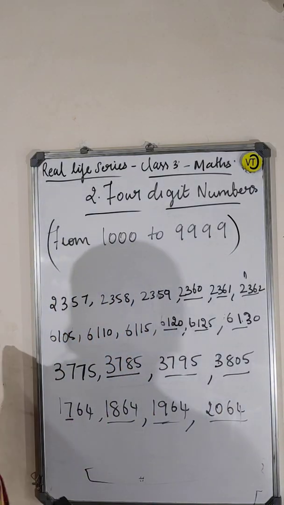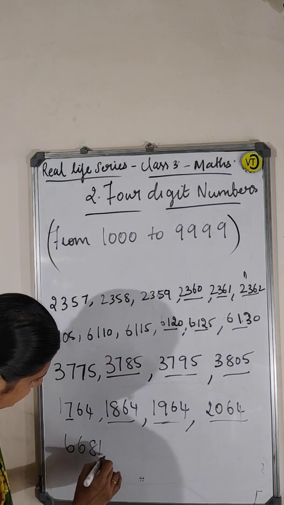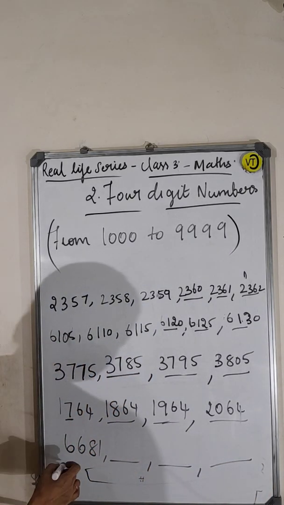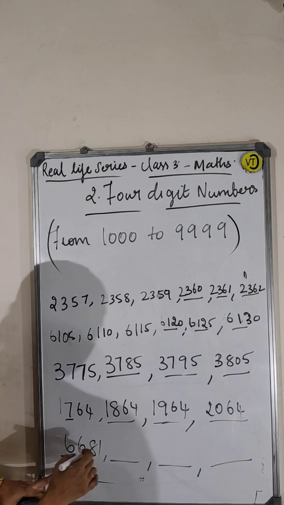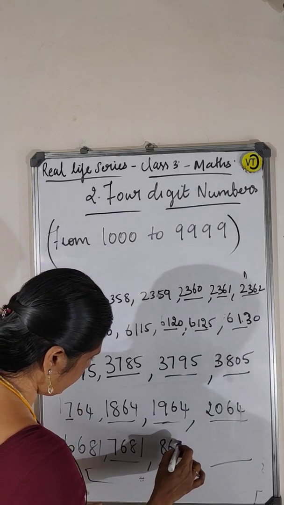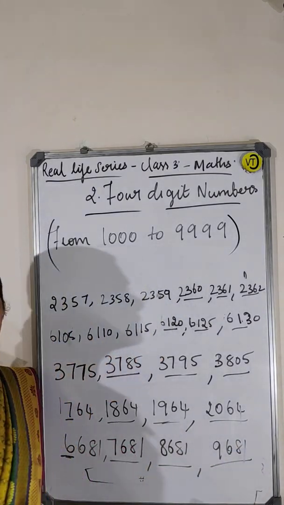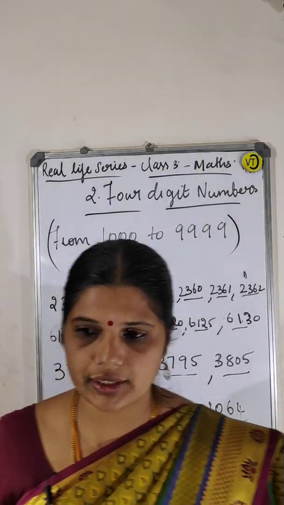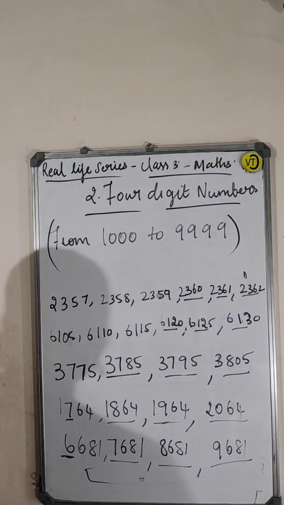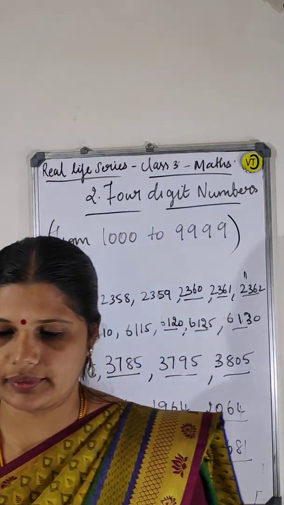Thousands place, again one more, now the number 6681. How can I do it? Here ones, tens, hundreds, thousands. This is the 6,000s place, right? So 7,681, 8,681 and 9,681. Okay guys, you understand. So these are all the numbers you can represent counting by thousands.